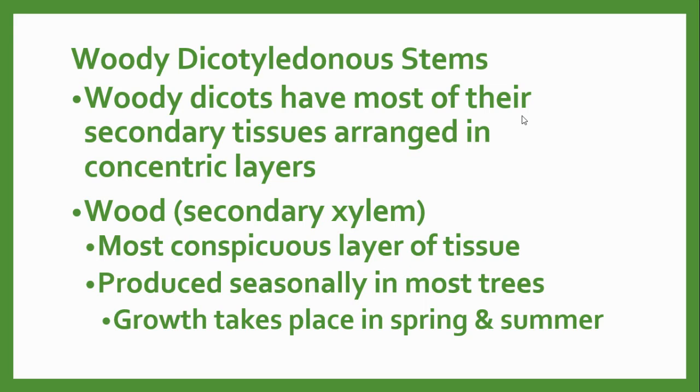And woody dicotyledonous stems. So the woody dicots have most of their secondary tissues arranged in concentric layers. Wood is considered a secondary xylem. It's the most conspicuous layer of tissue. It's produced seasonally in most trees, and growth takes place in the spring and the summer, which we'll talk a lot about when we do these labs.